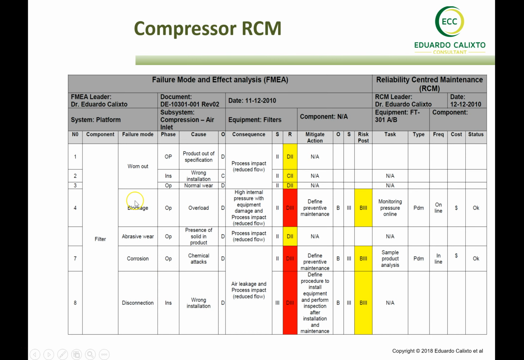So in this case, it's a compressor, so we need to look at some critical failure modes such as a blockage. Overload of the filter can cause a blockage, and this overload will cause high pressure with equipment damage, and if that's not replaced, we have a process impact. Okay, so based on the FMEA, that's what's defined as critical.